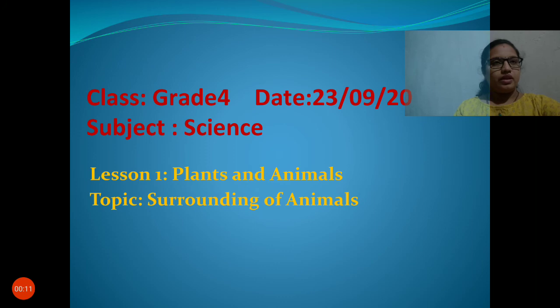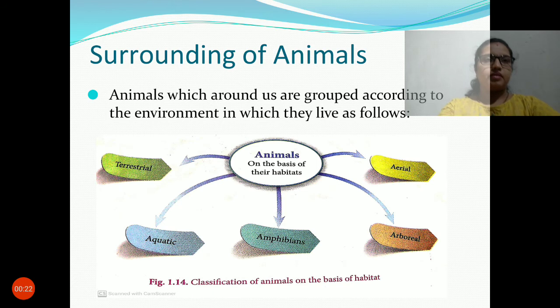Date is 23/9/20. Subject is science, and today's topic is surrounding of animals. Last class, we have seen the surrounding of plants, how plants are classified according to the surrounding. Today's class, let us see the surrounding of animals, how the animals are classified according to the surrounding.